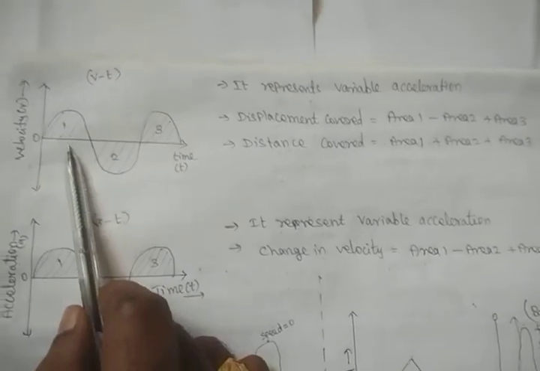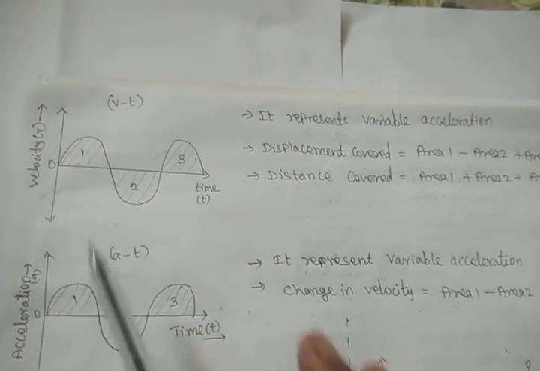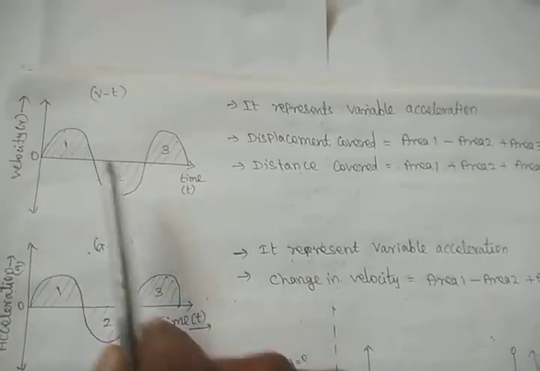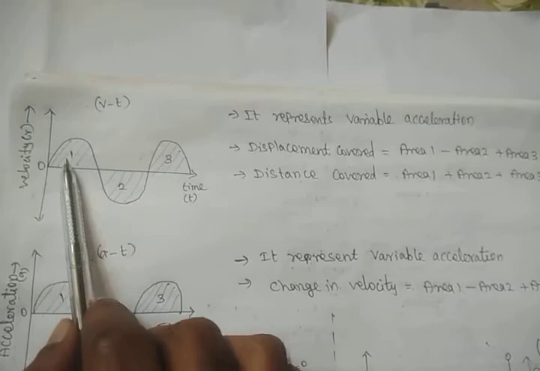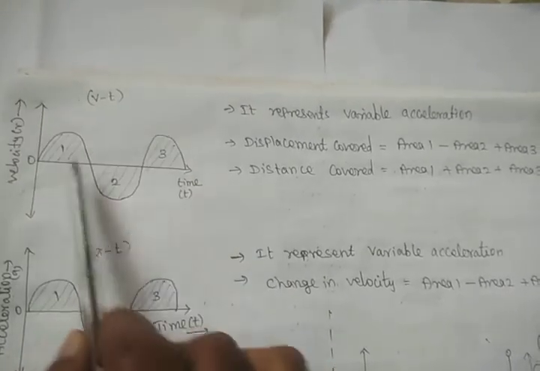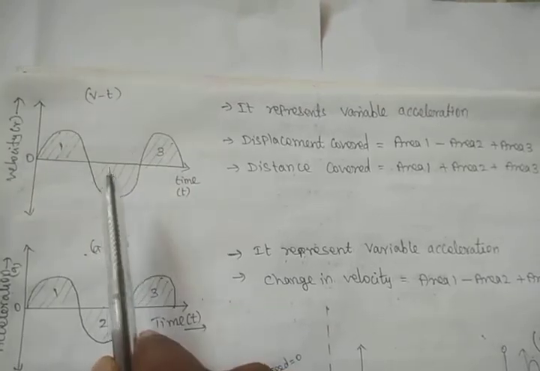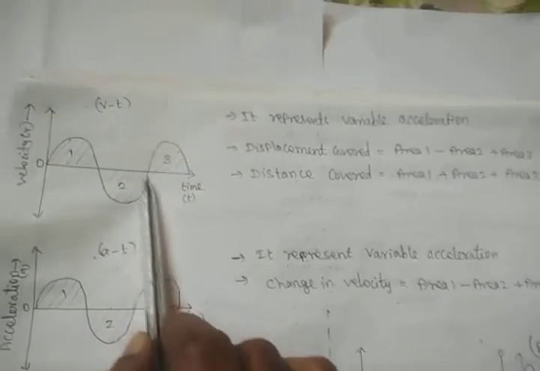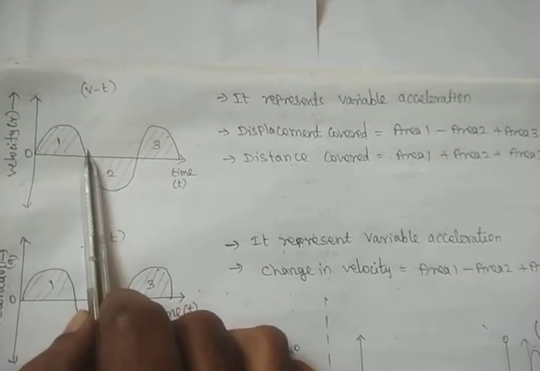So for calculating displacement in a velocity time graph, very simply you have to calculate the area under this curve. So the area 1, area 2 and area 3. In order to calculate the displacement in this velocity time graph, you have to add areas 1 and 3 and subtract area 2. So what is this area 2? It is a negative velocity. The displacement is negative. That means the body is moving from one point to another point.